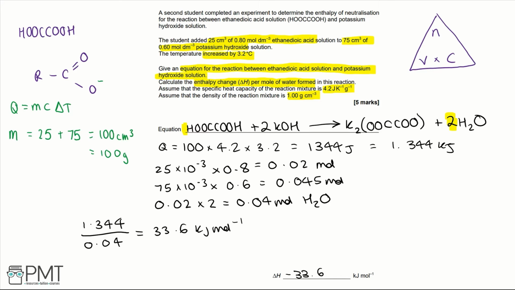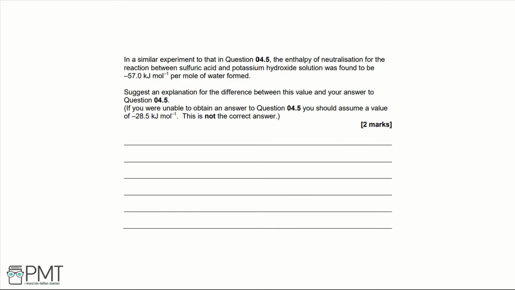In a similar experiment to that in question 4.5, the enthalpy of neutralization for the reaction between sulfuric acid and potassium hydroxide solution was found to be minus 57.0 kilojoules per mole of water formed. Suggest an explanation for the difference between this value and your answer to question 4.5. If you were unable to obtain an answer to question 4.5, you should assume a value of minus 28.5 kilojoules per mole. This is not the correct answer.